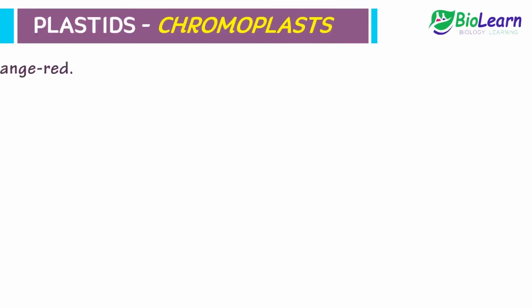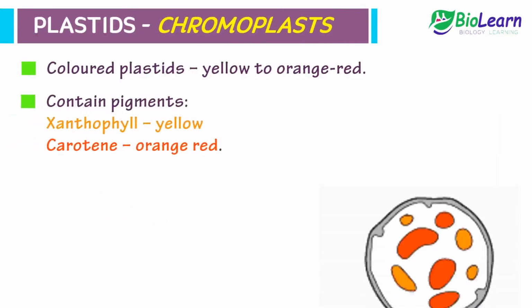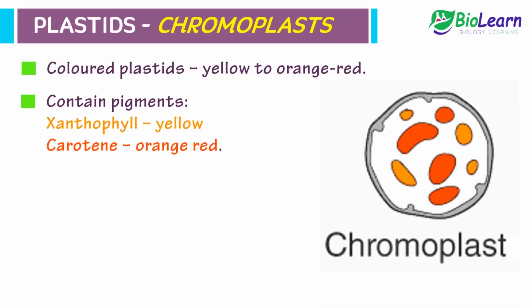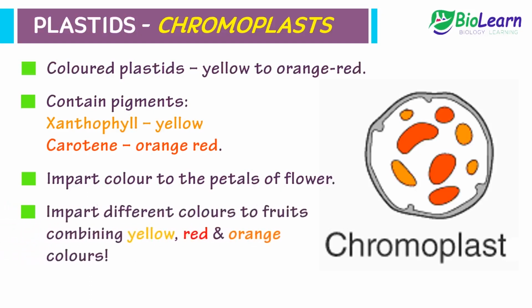Chromoplasts are colored plastids, the color varying from yellow to orange-red. They contain certain pigments like xanthophyll, which is yellow in color, and carotene, which is orange-red in color. Chromoplasts impart color to the petals of flowers, hence the insects are attracted to these flowers for pollination. They also provide different colors to fruits, which are formed as a result of combination of yellow, red, and orange colors.